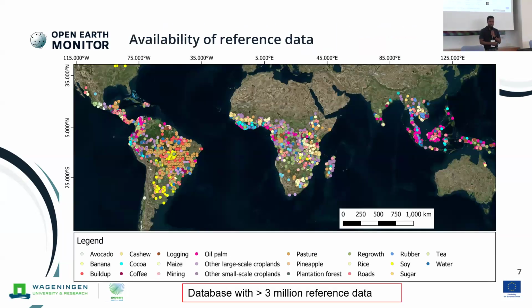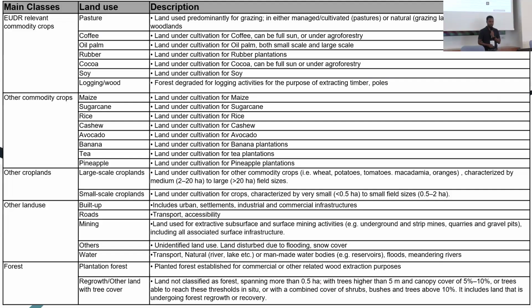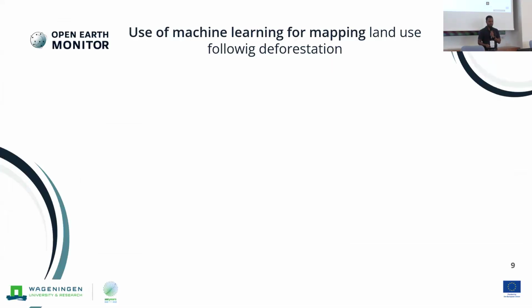So we use a database. Of course, it's a very complex database. We have more than 3 million reference data points scattered across the Pan-Tropics, and you can see the kind of diversity even from the training data. In different regions, you have different kinds of data sets which are dominating in those areas. And of course, for each class, we try to define what we mean by, for example, cocoa or mining, because you can have different definitions of these classes.